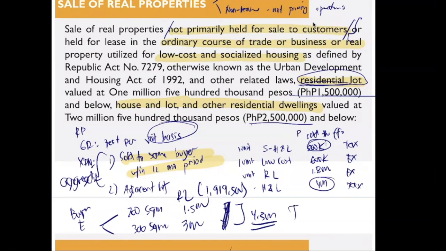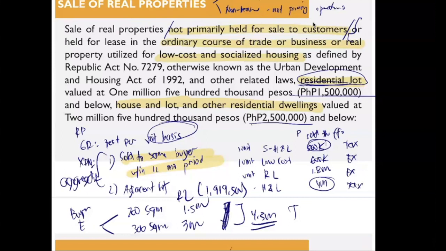For socialized housing units, if that is house and lot, 450,000. Residential lot, 180,000. How about for low-cost housing, 750,000 pesos per unit? Residential lot, 1,919,500. Residential dwelling or house and lot, 2.5 million adjusted to 3,199,200. Okay, as a rule, per unit exemption, we aggregate it if it's sold to the same buyer within 12 months, and that is considered as an adjacent lot.